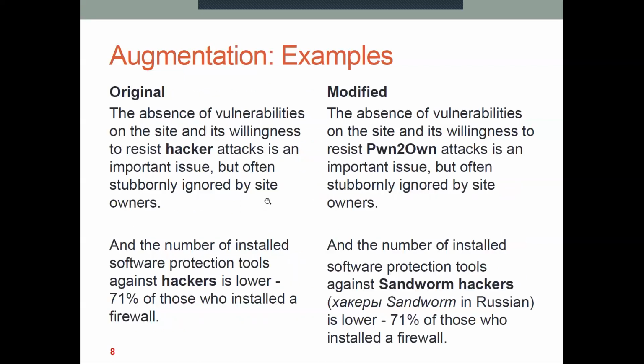For example, the original sentence can be "the number of, for instance, software protection tools against hackers is lower." And we can insert after hacker in Russian, or before in English, some hacker's name, because hacker is not only a person, it can be a hacker group too. Okay, "the number of, for instance, software protection tools against Sandworm hacker is lower," and so on. As you can see, this sentence looks very nice, and we think it can be useful for data augmentation.